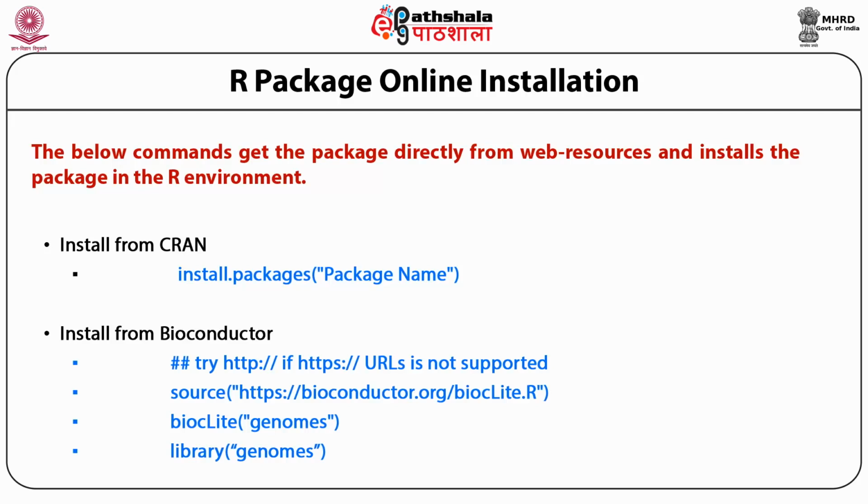To install from the Bioconductor web resource, we need to just type source and the web link of the package. After typing, it will fetch all the information from the Bioconductor web page and install it. Further, to install that particular package, we need to type biocLite and, in brackets, the package name. And to import all the files from the package, we need to type the command library, in brackets genomes, which will fetch all the information in the console and we can use it properly for our interpretation.